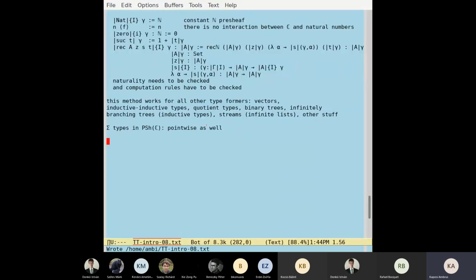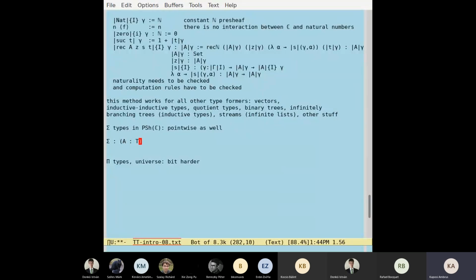Well, pi types and the universe are a bit harder. So the presheaf model also has pi types and universe, but it's a bit more difficult to define them. And I guess streams are also a bit more difficult to define, just as pi types and the universe. But let's see sigma types. So, right, how did sigma types work?